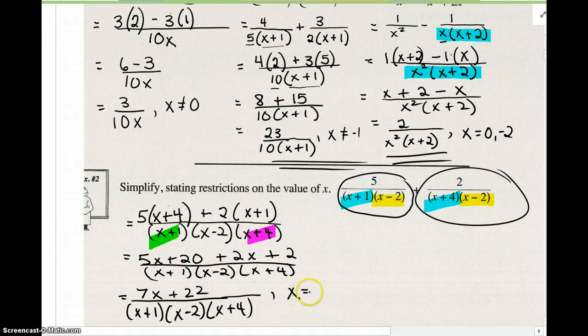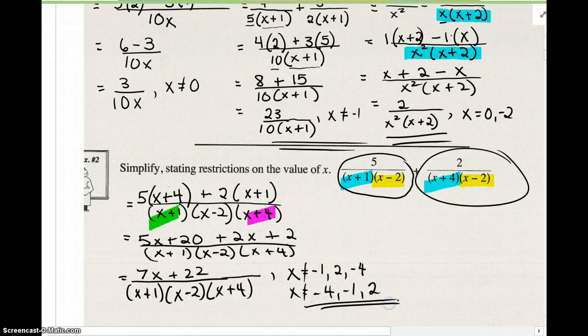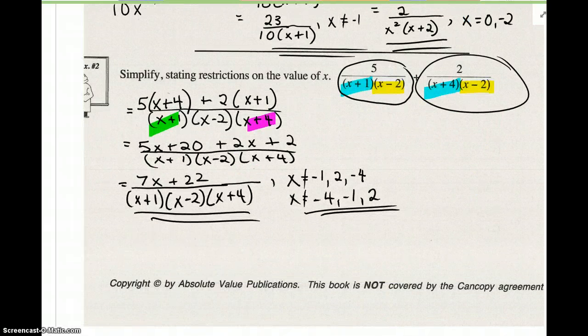x cannot equal, I look at the bottom, x cannot equal negative 1, x cannot equal 2, and x cannot equal negative 4. Typically, we like to put them in order. I haven't done that. I should probably go negative 4, negative 1, and 2. That would be a better thing to do because they are in ascending order. That was the answer, and those are the restrictions. Let's go on. Next page.